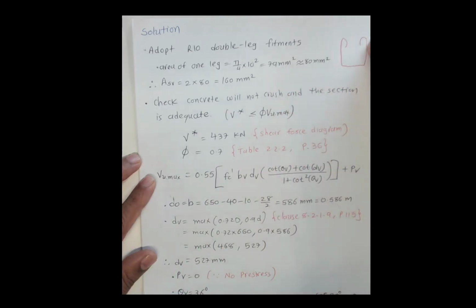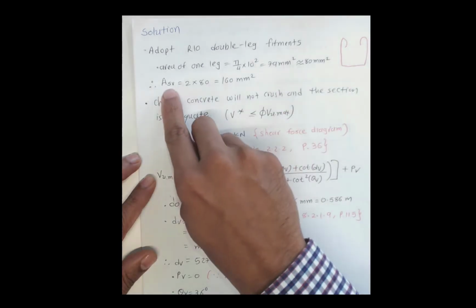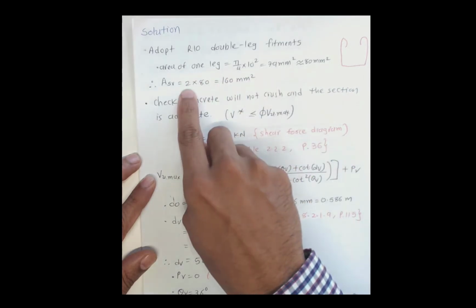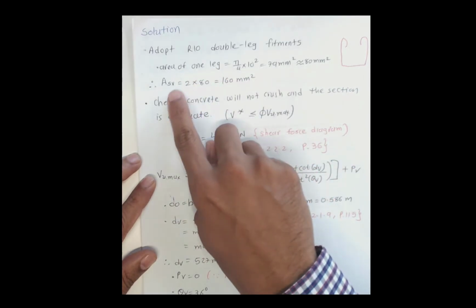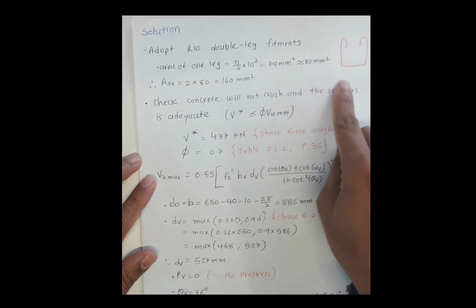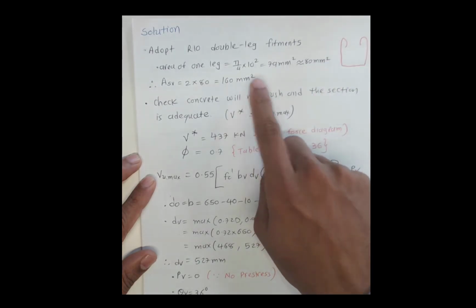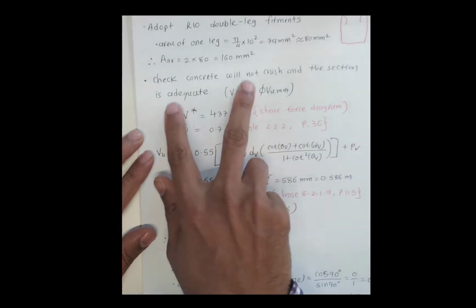Now it has two legs, so for the shear reinforcement we need to take the area Asv, which is the area of two legs. This is the area of one leg, so we multiply by 2 to get Asv. This is the area of one fitment, calculated by taking the area of two legs, so that is 160 square millimeters.